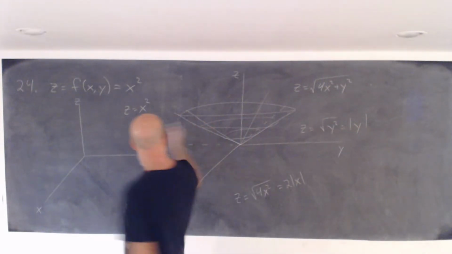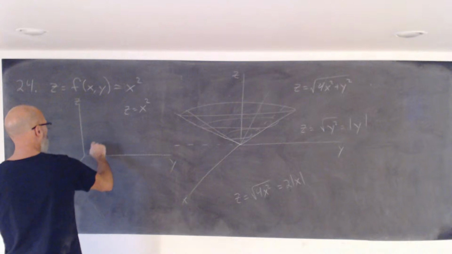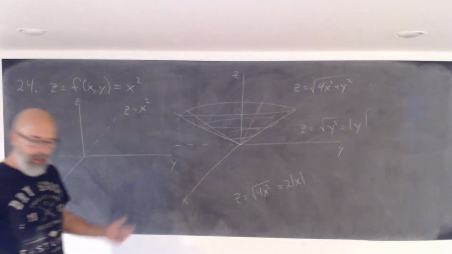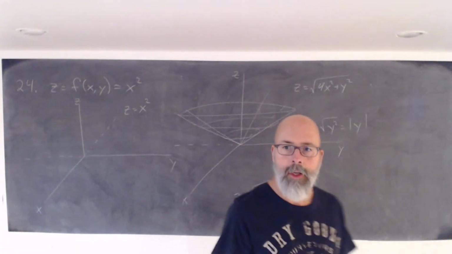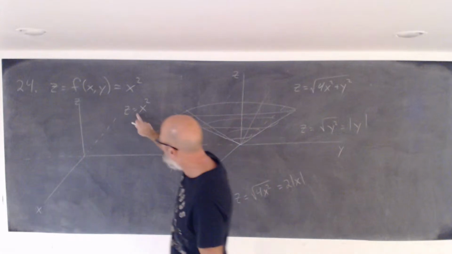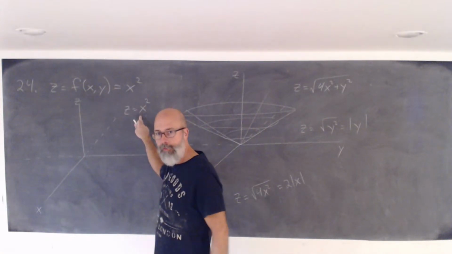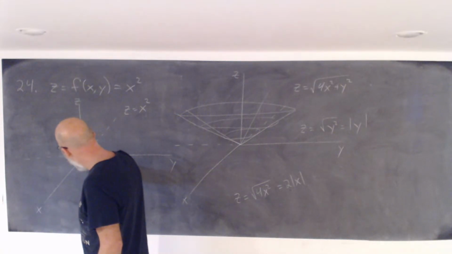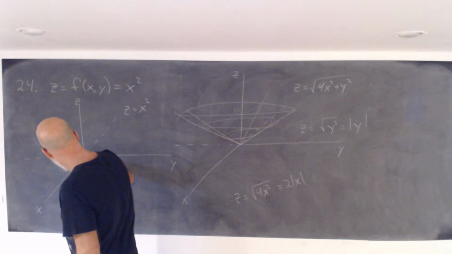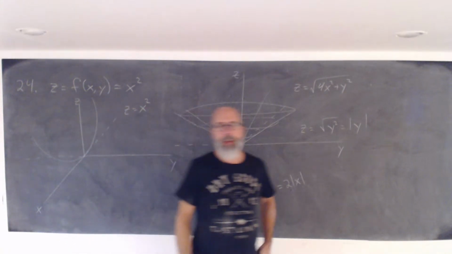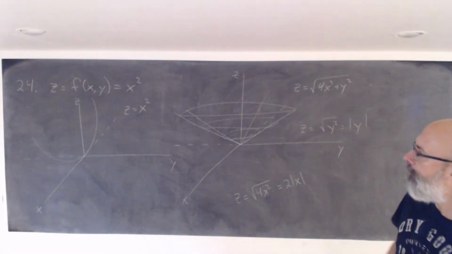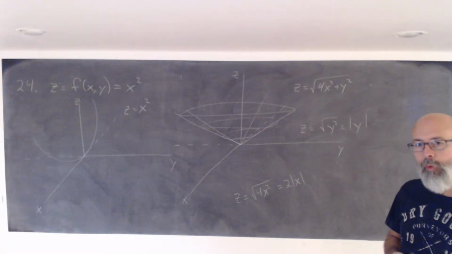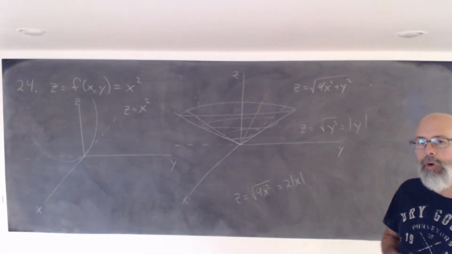Well, let's do what we were doing before. Let's graph it in the xz plane. If y is 0, there is no y, so it doesn't affect this. If y is 0, it's just z equals x squared. So this is just the parabola in the xz plane. It's this parabola when y is 0.